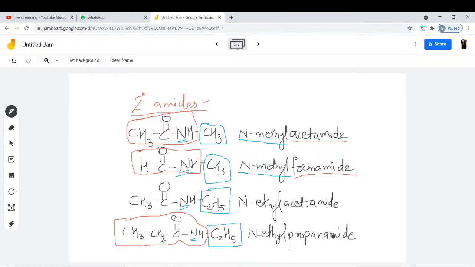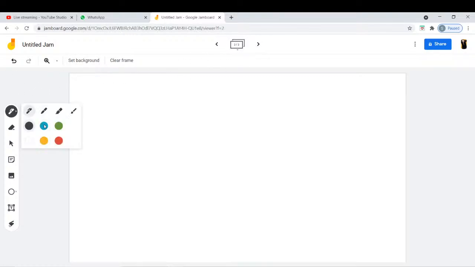Not that much difficult. Janvi replies there, Hansika also replying. So easy. These are the secondary amides. Next, let's talk about the tertiary amides.